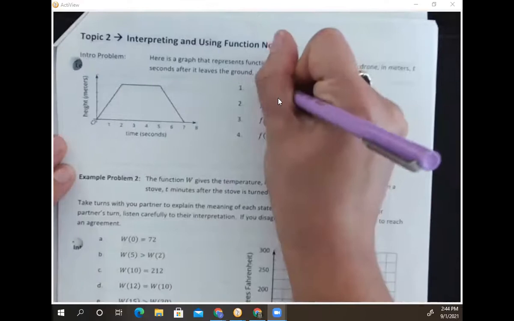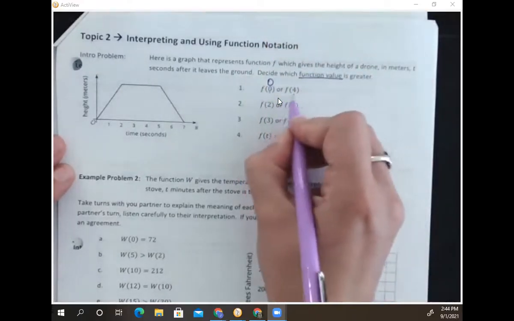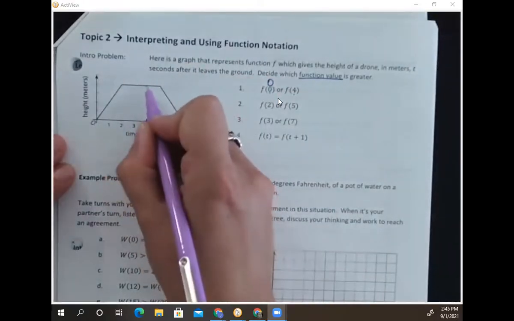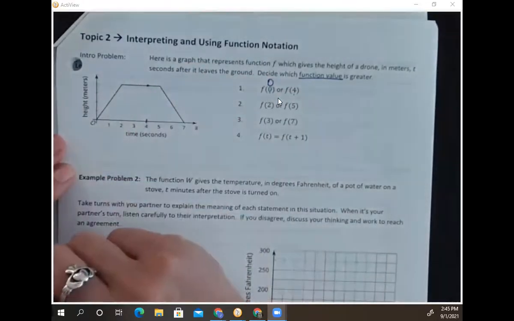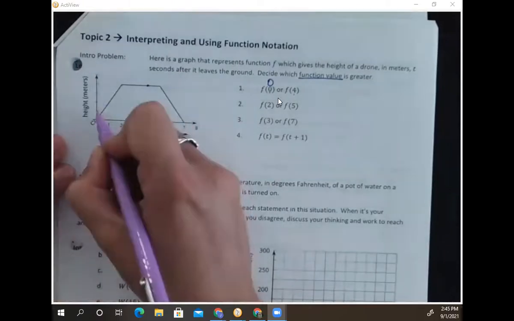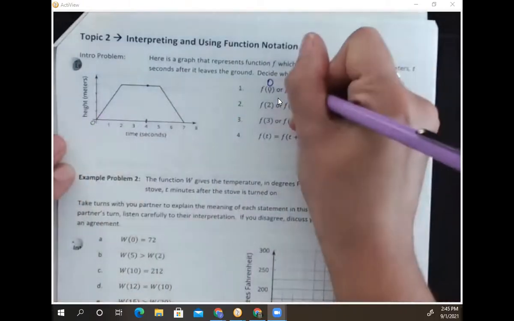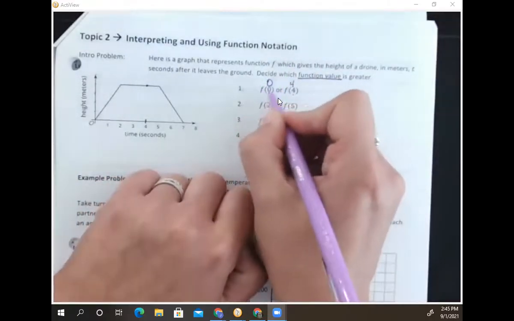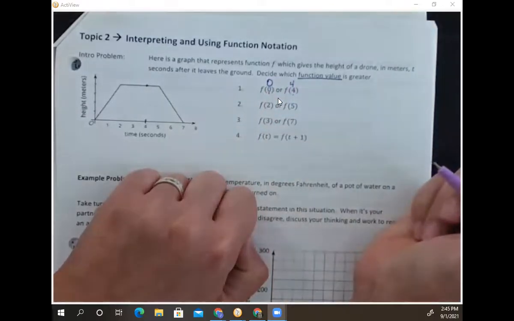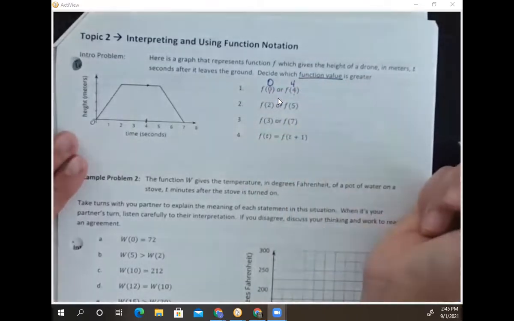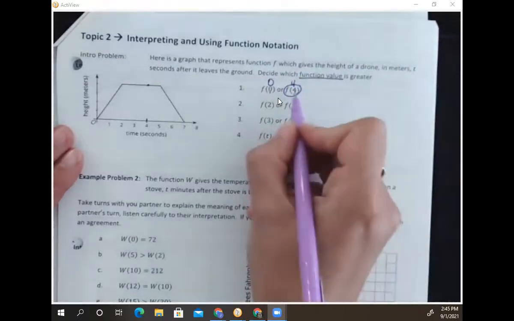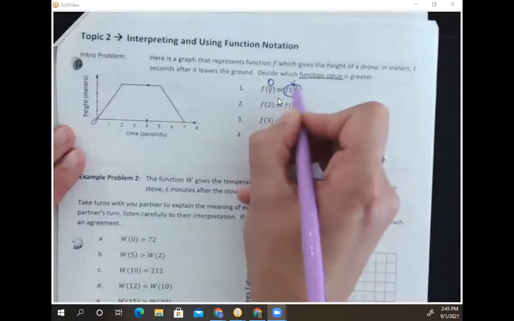So I'm comparing 0 to, what's my function value at 4? 4, yeah, 1, 2, 3, 4. So I'm not comparing the inputs 0 and 4, I'm comparing the outputs 0 and 4. Does that make sense? So which of these is greater, f of 0 or f of 4? F of 4, yeah. Not because this input is bigger than this input, but because this output is bigger than this output.